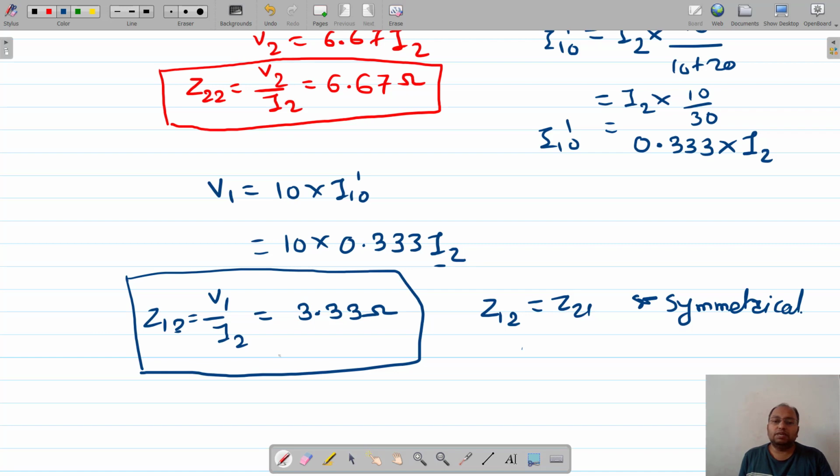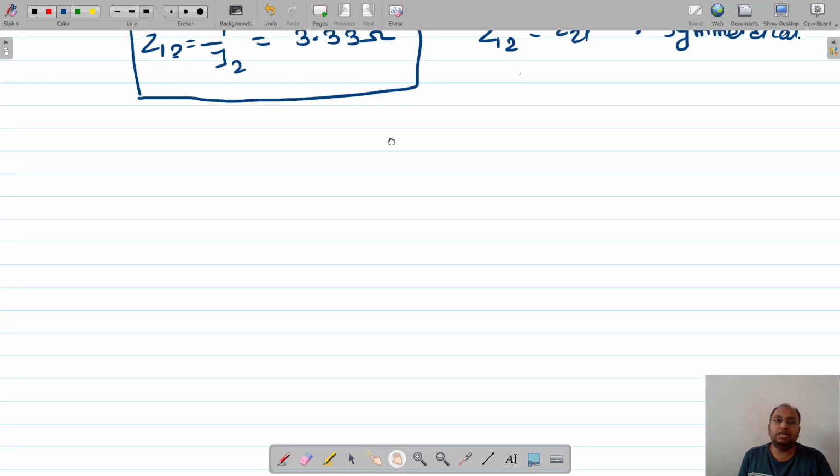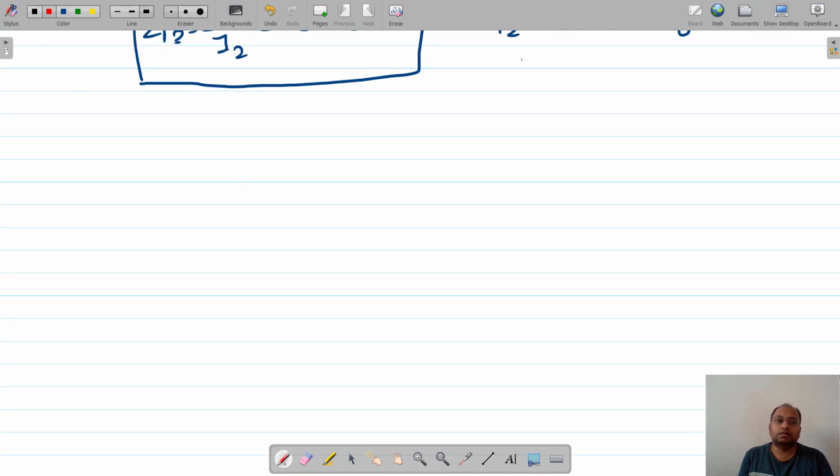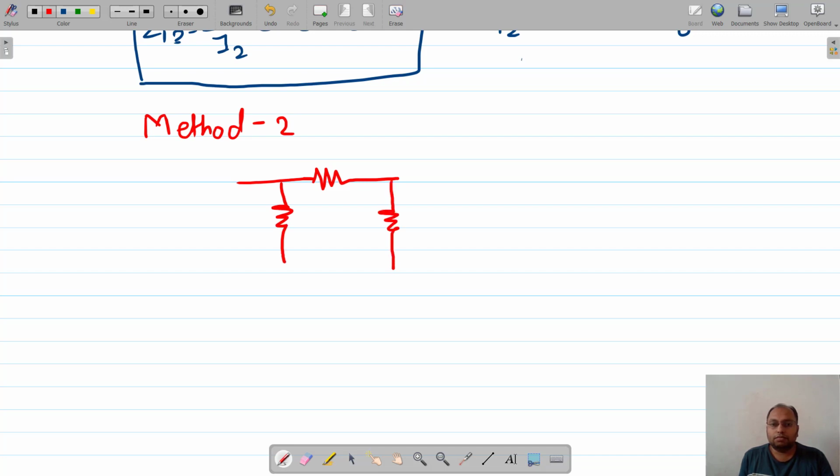So this is nothing but our method number 1. Let us go for method number 2. Let us redraw the circuit diagram. All the resistors were of 10 ohm resistance value, right?